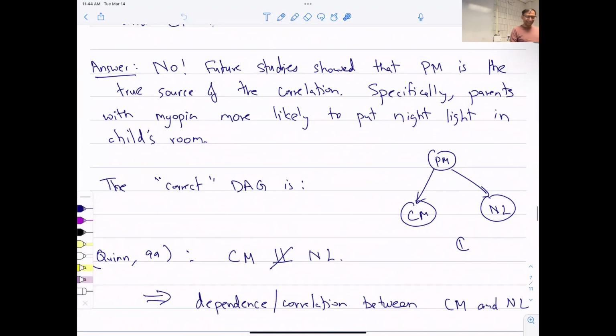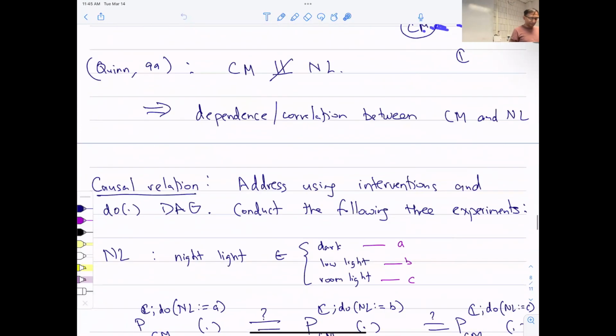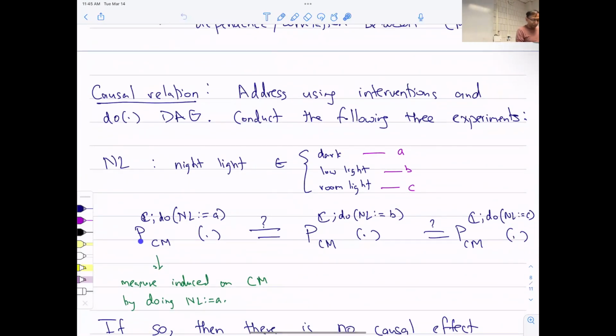And so this was the true causal graph. What we want to do is check for this causal effect, night light to child myopia. So we want to do an intervention here. I'm just tying back to what we want. To test this statement, we should somehow do this cut, set this to a value, and then check what effect you have. Meaning we want the probability of child myopia. Really, this is what we want to ask.